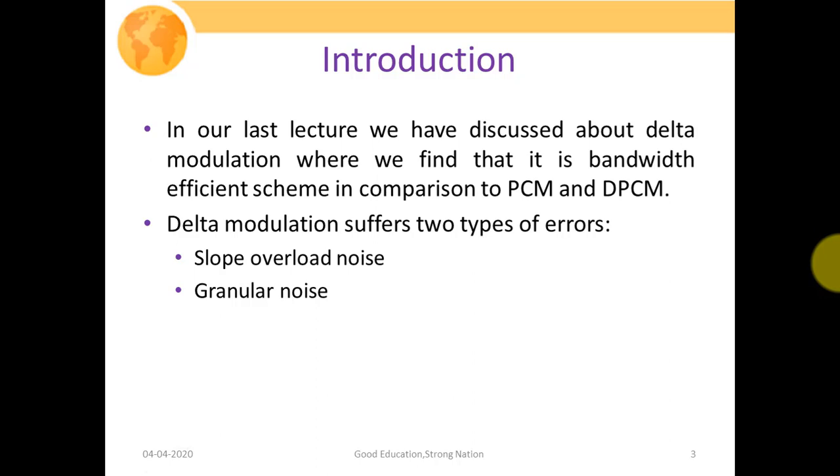So in our last lecture, we discussed delta modulation, where we found that it is one of the most bandwidth efficient schemes in comparison to pulse code modulation and differential pulse code modulation, since it generates only a single bit in order to encode one sample value. So delta modulation basically suffers from two types of errors. They are slope overload noise and granular noise.